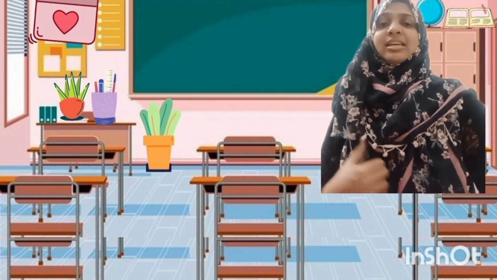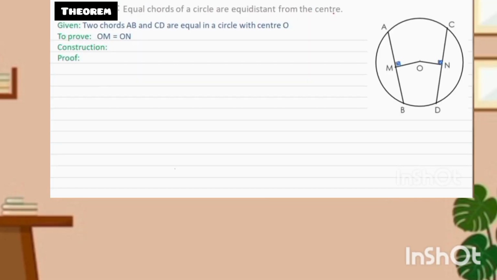Okay, listen here. So here we are going to prove the theorem that equal chords of a circle are equidistant from the center. Here, as you see, there is a circle centered at O and two chords AB and CD are drawn. Given that these two chords AB and CD are equal, what we have to show is that they are equidistant from the center, that is OM equal to ON.